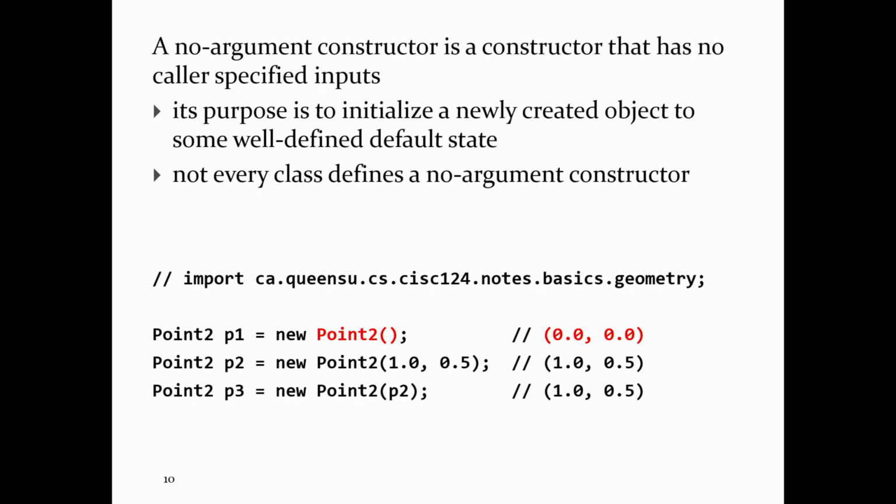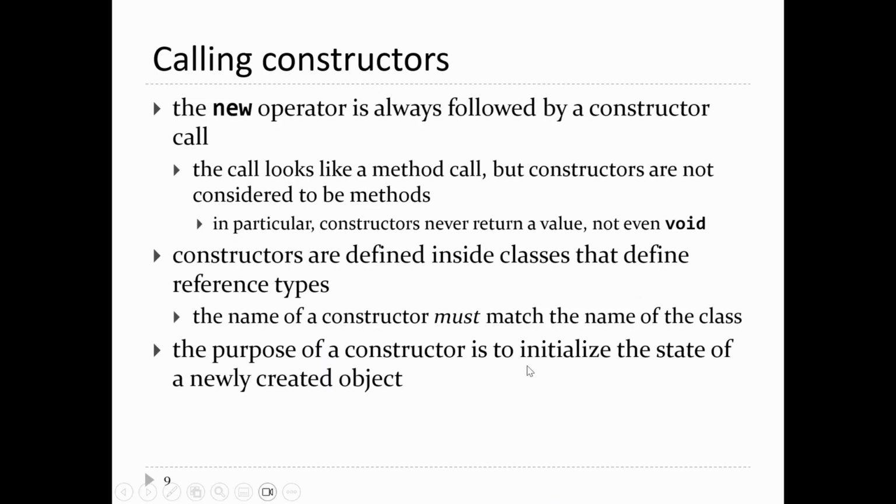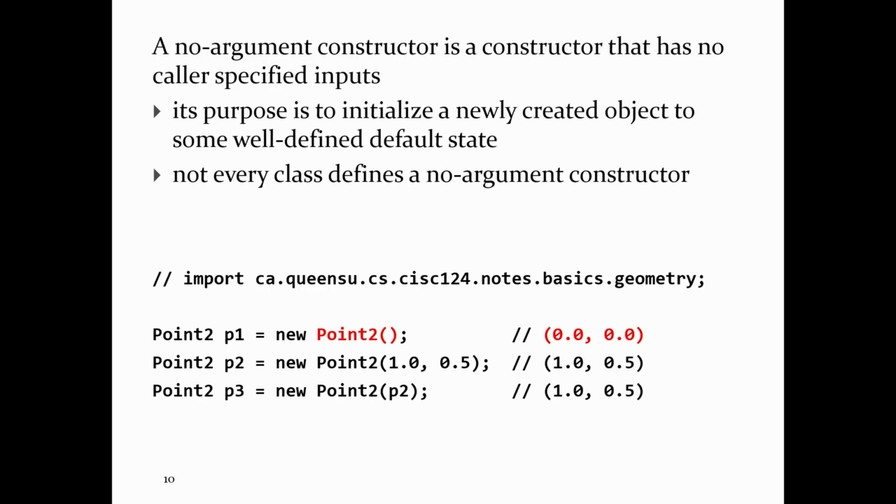The purpose of the no argument constructor is the same as every other constructor. It initializes the state of the newly created object. If a programmer is calling the no-argument constructor, they're basically saying they don't know or they don't care what the initial state of the object is. So the constructor still needs to set the state, and it should set it to a well-defined state.